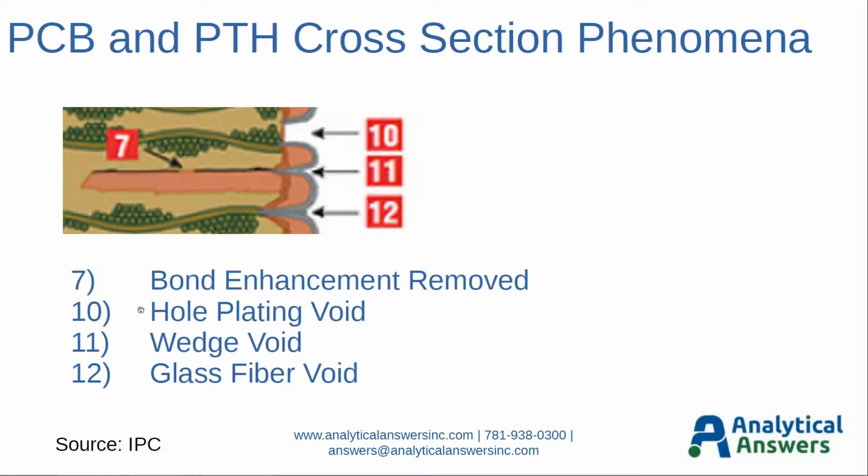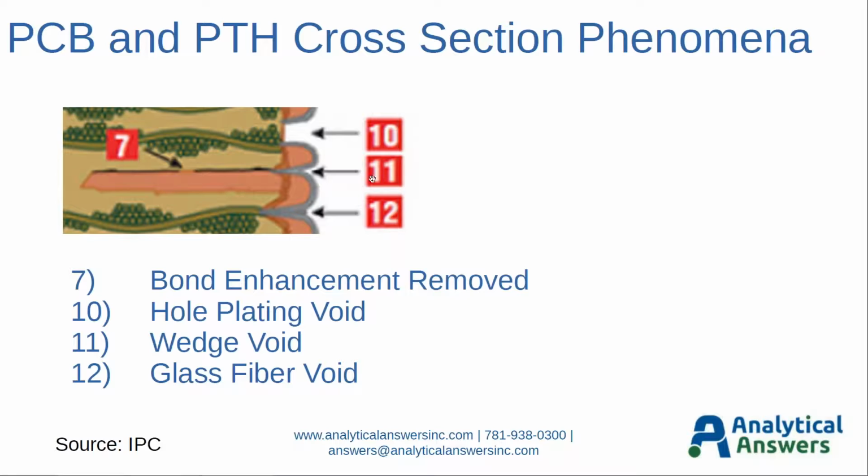The next phenomenon we're going to talk about is a hole plating void, which is number 10 here. So this is an area here where it looks like there's electroless copper that was applied to this particular plated through hole, but for one reason or another, maybe there was some debris, maybe there was an air bubble in the plating solution, etc. There was a void that had happened in this particular location. So it's a typical hole plating void.